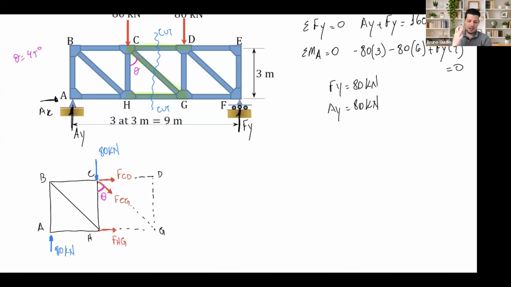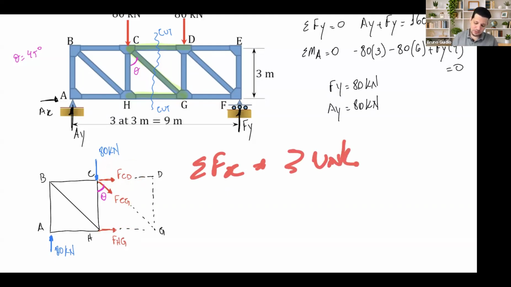Okay, but please, in the final exam, find your angle, make sure what is sine, what is cosine, all of that. With that in mind, guys, quickly, sum of the force in x is going to work here for me. I have FCD, FHG, and also FCG x component. So I have three unknowns for sum of the force in x. Three unknowns. So not going to work right now.